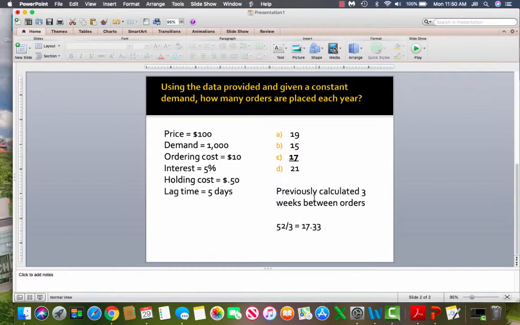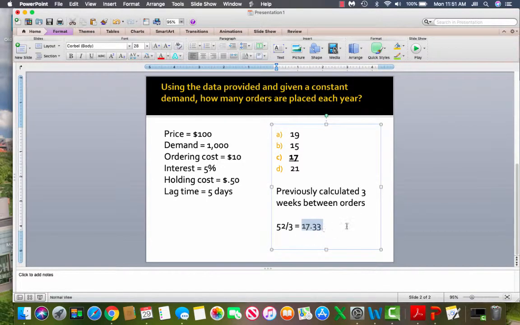In one of the previous questions, you had calculated already how many weeks between orders, and it was calculated at 3 weeks between orders based on this type of inventory system, maintaining a certain amount of inventory, etc. So we had already calculated that 3 weeks between orders. In order to get how many orders are placed per year, you just take the number of weeks in a year, obviously 52, divide that by the 3 weeks between orders that we had already seen, and that gave us our answer 17.33. Obviously, we rounded down for the answer itself. So our answer was 17.